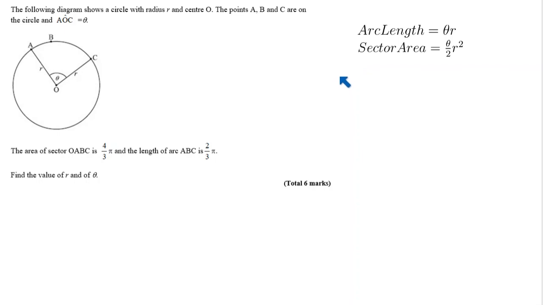Now we have a question that is asking to find the value for r and theta. What we usually see is r and theta are given, and the question asks us to find the arc length and the sector area. Again, writing down the rules is very important in this topic.